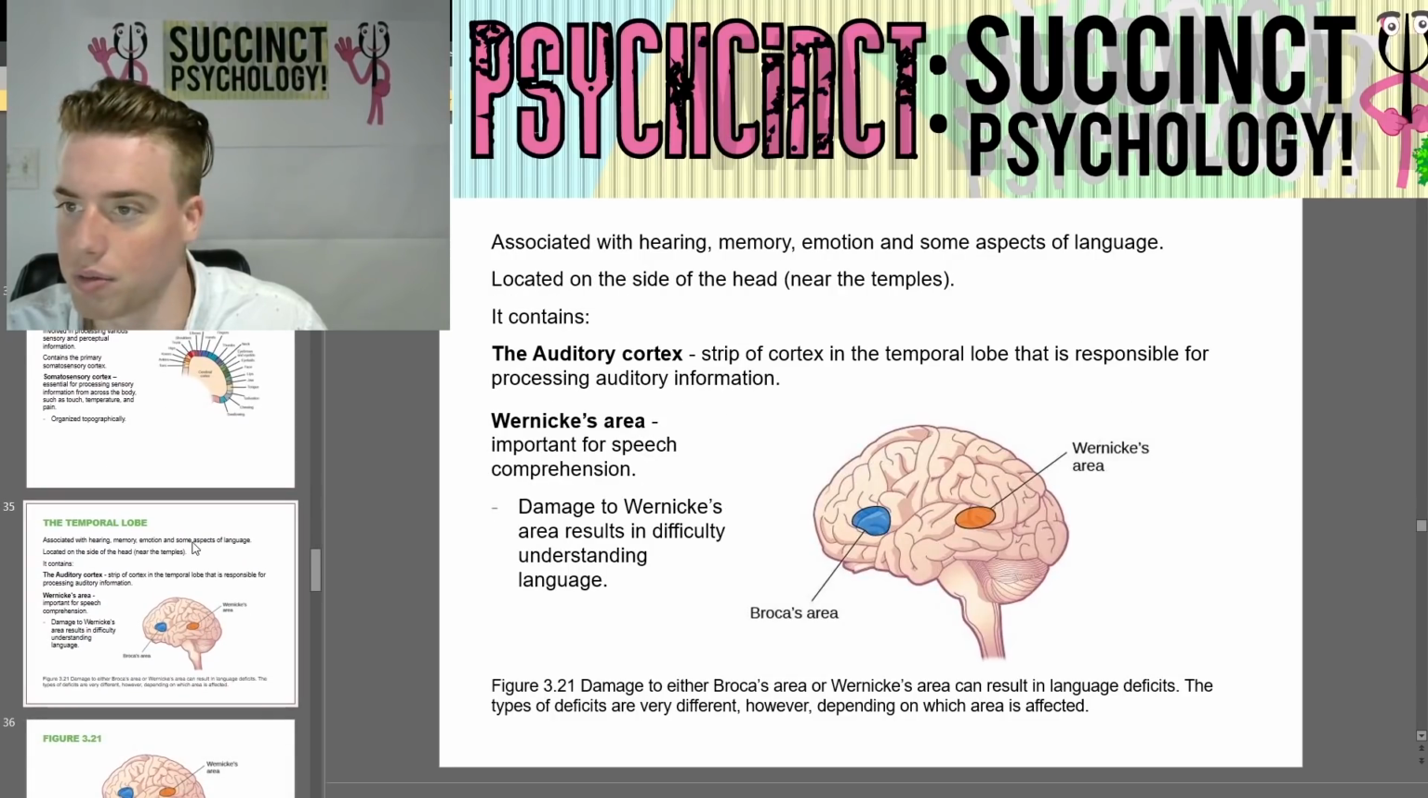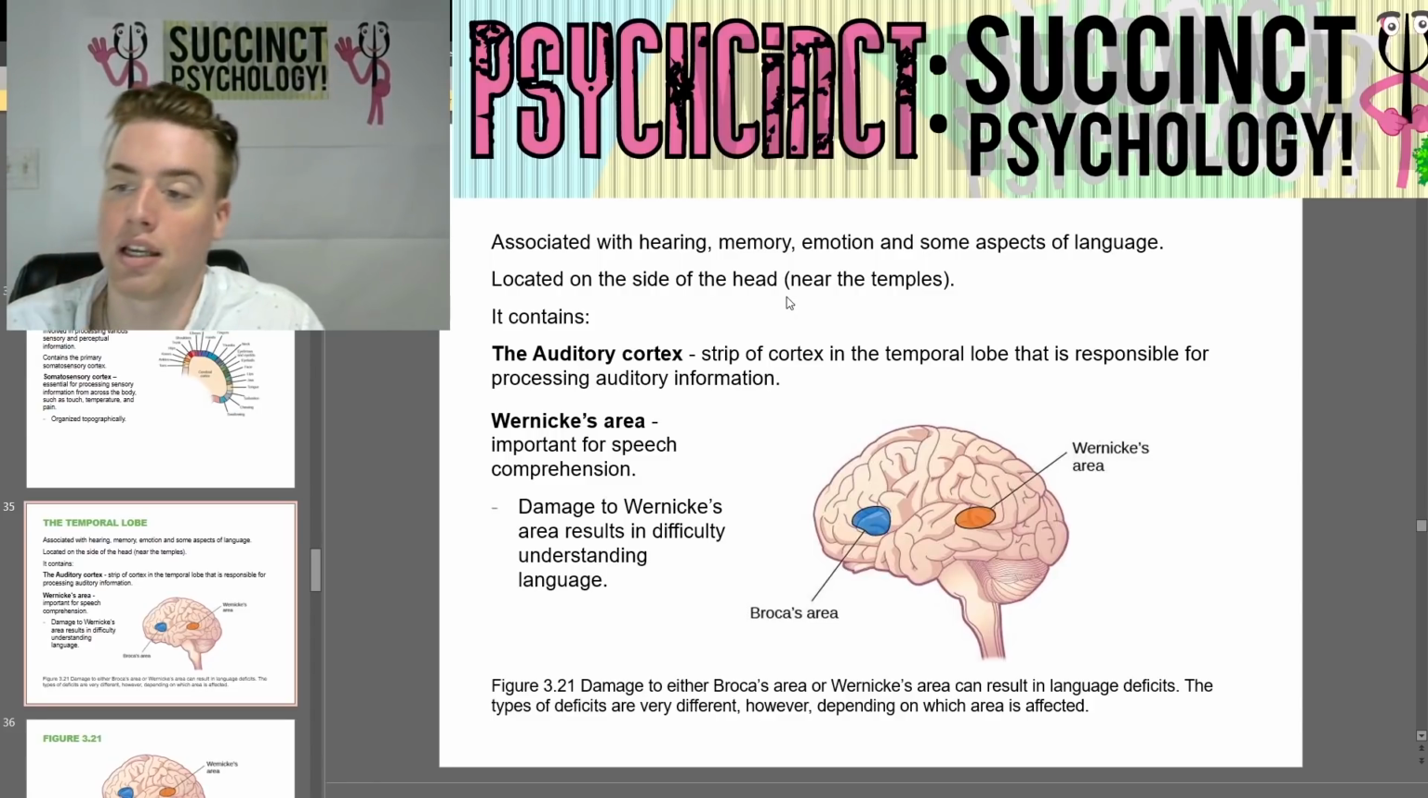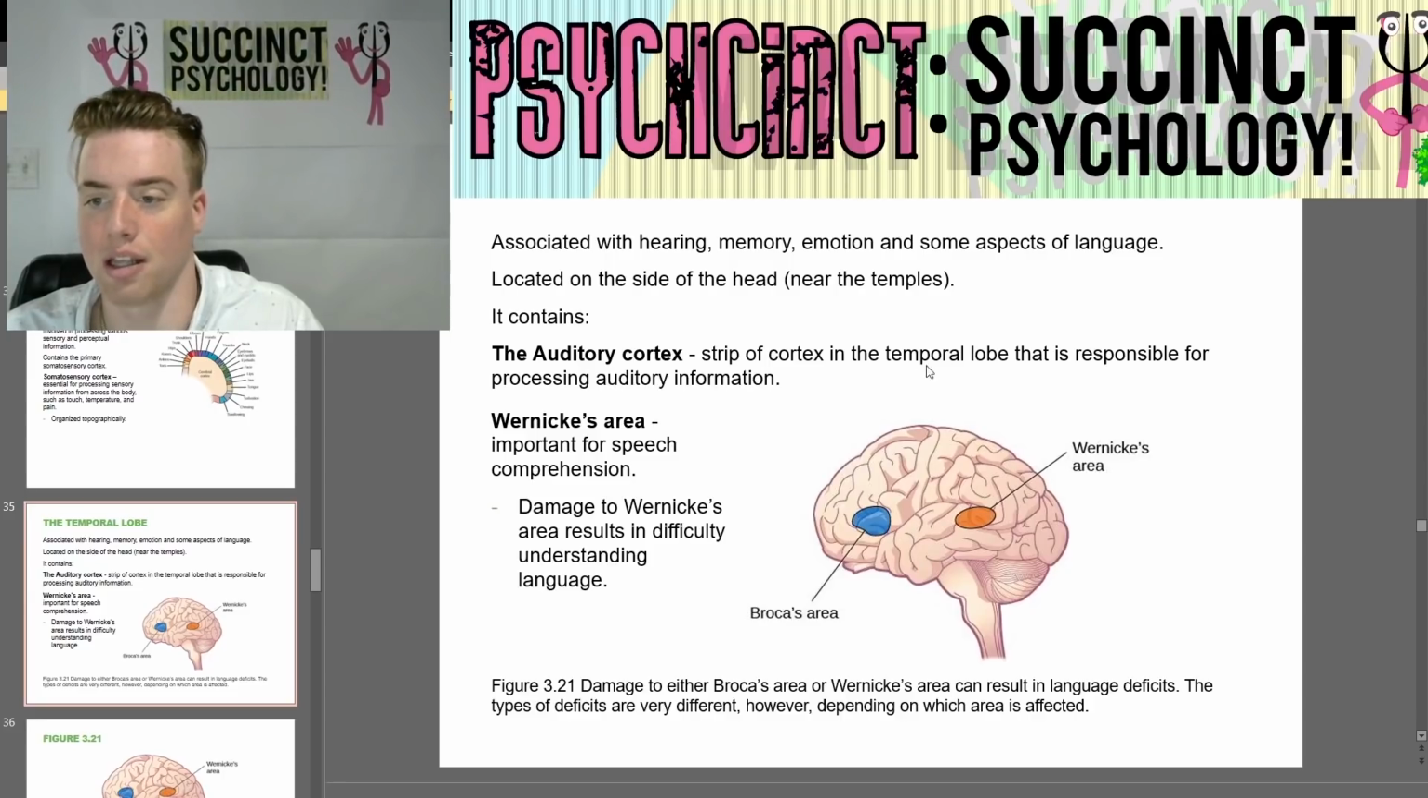So we're going to wrap up this little part here. The temporal lobe is associated with hearing, memory, emotion, and some aspects of language. It is located on the side of the head near the temples, so again, temporal. And it contains the auditory cortex, which is a strip of cortex in the temporal lobe that is responsible for processing auditory information. And then it also has Wernicke's area, which is important for speech comprehension. Damage to Wernicke's area results in difficulty understanding language.